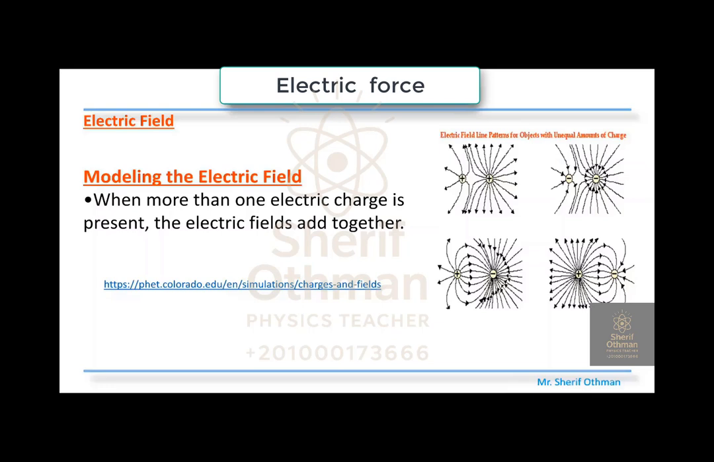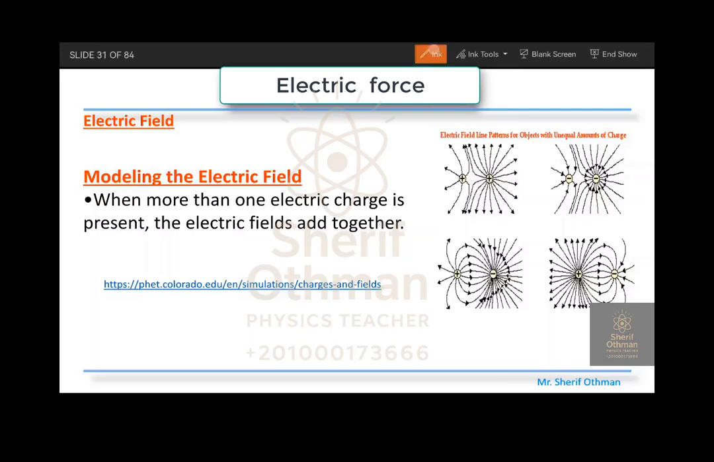Attraction and repulsion, guys. Notice that if we have two similar charges, the electric field lines are unable to flow from one charge to another. So they are going to bend at the middle. This bending makes them repel each other. But here, the lines are able to flow from one charge to another charge.